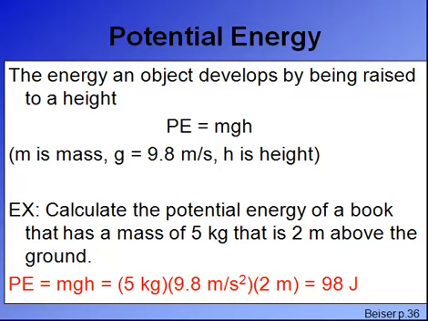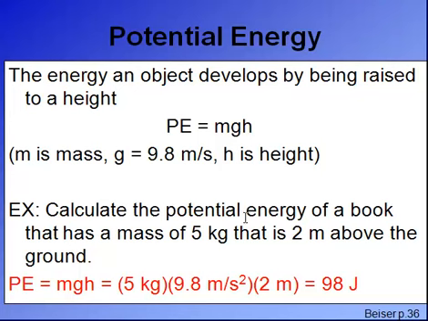The formula here for the potential energy is simply mass times gravity times height. The bigger the mass is, the more potential energy it's going to have. The higher up in the air, the faster it can get moving, the more kinetic energy. And of course, G is there because gravity is what's pulling on the object, accelerating it.